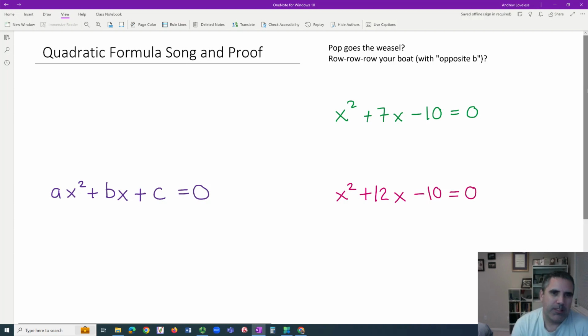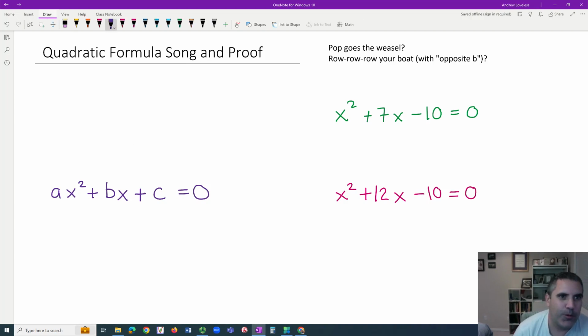Hello there, math fans. I'm going to prove the quadratic formula here in a second. First, I was thinking about today in class, I sang the quadratic formula, which is this.